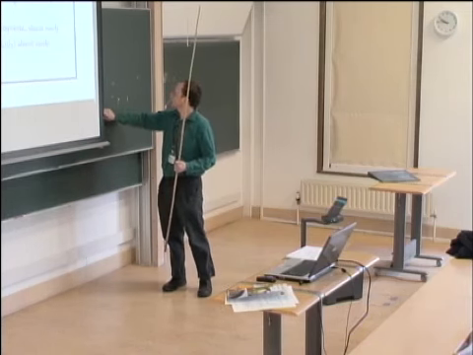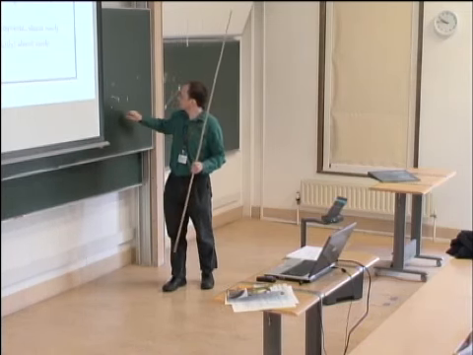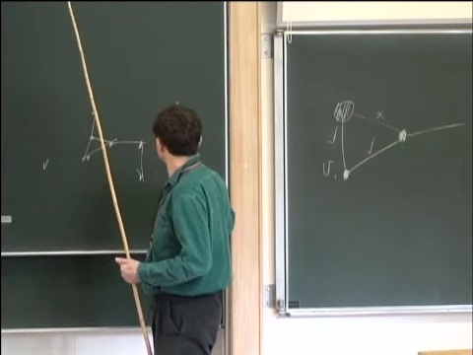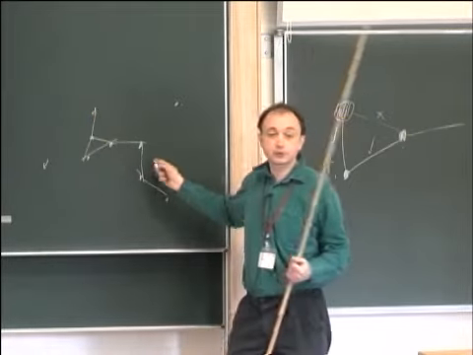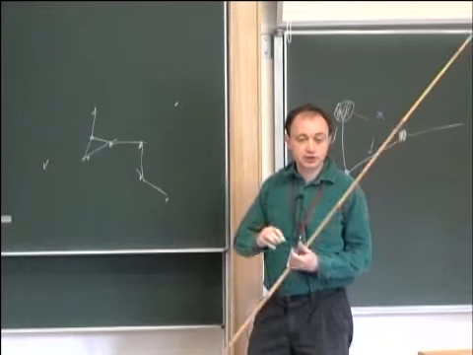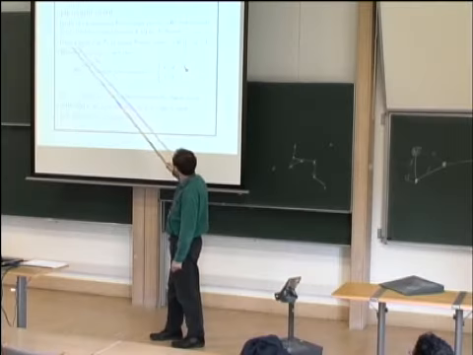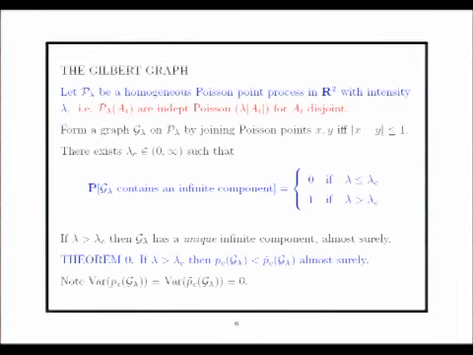So here's our Poisson process, and all these points get joined together if the distance is less than 1. And you might imagine that if the Poisson process has a high enough intensity, then there's a chance that there will be an infinite component in this graph. And that is indeed the case.